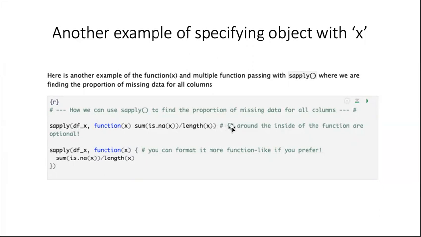You'll note here too that the squiggly bracket notation is optional. So we could format it this way in one straight line. And you can also use the squiggly bracket notation that we saw previously with user-defined functions and format it this way. This is certainly optional, but if you prefer this kind of structure, that's an option.